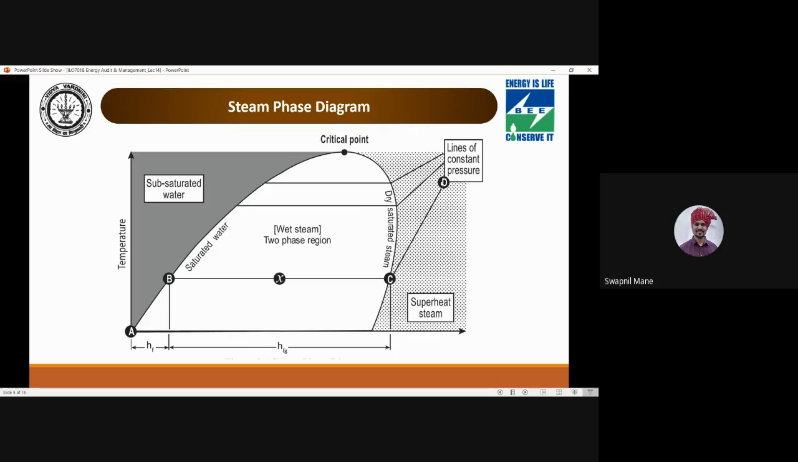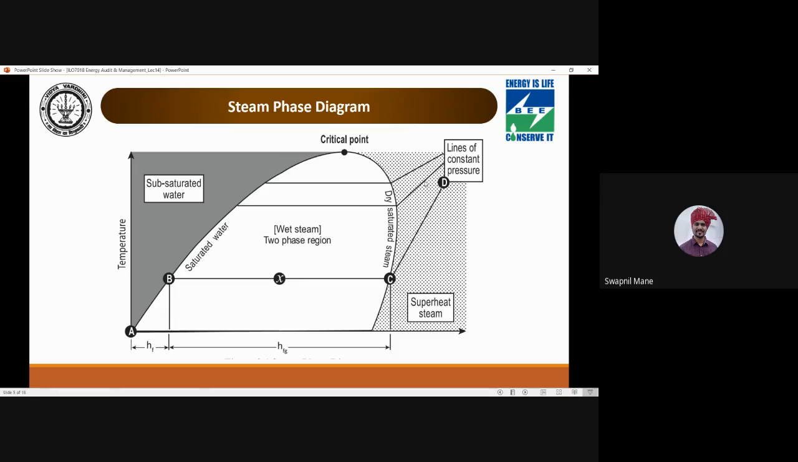The steam will become superheated steam, and the temperature at point D minus the temperature at point C, the difference of this, is called the degree of superheat: T superheat minus T saturated, T sup minus T sat. And in the same way, if I do the same thing at different pressures, it will create these lines of constant pressure.